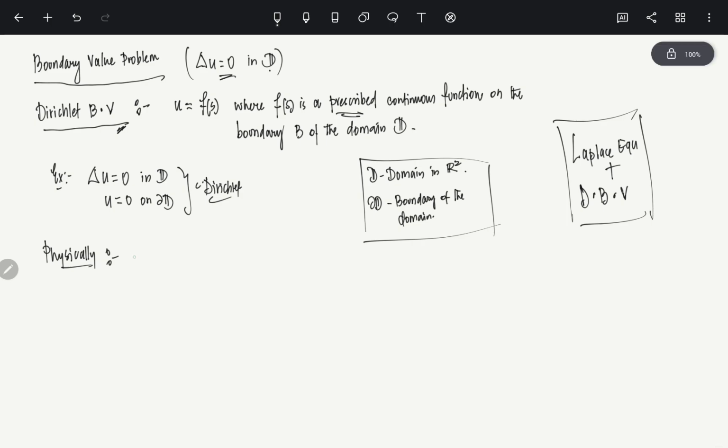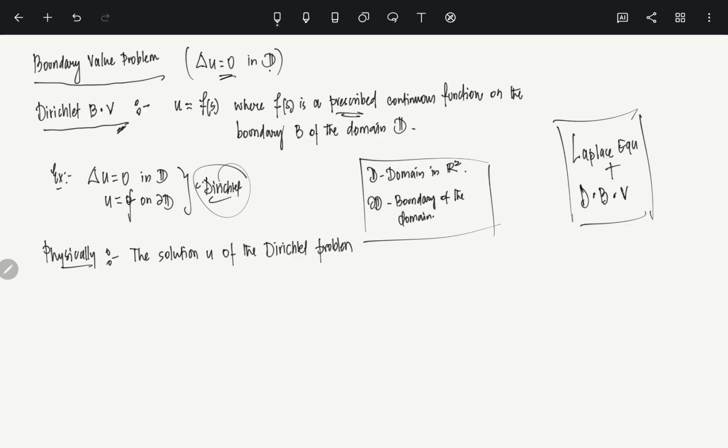It means the solution u of the Dirichlet problem. Please understand, this is one example of a Dirichlet problem. You have to change it to some function f for this to be a general Dirichlet problem, and f is continuous. Okay.